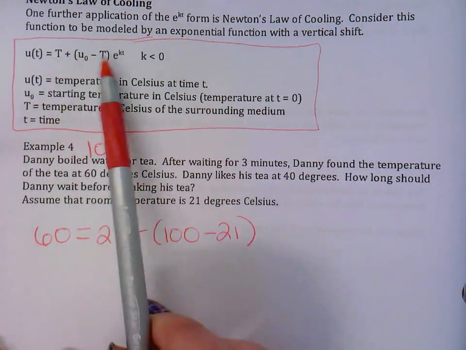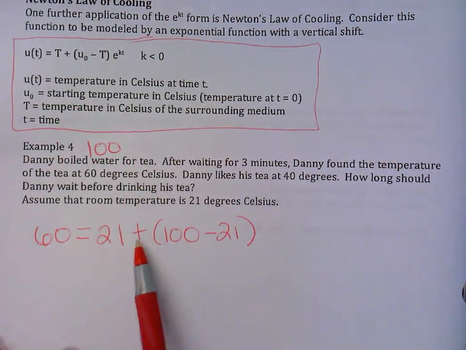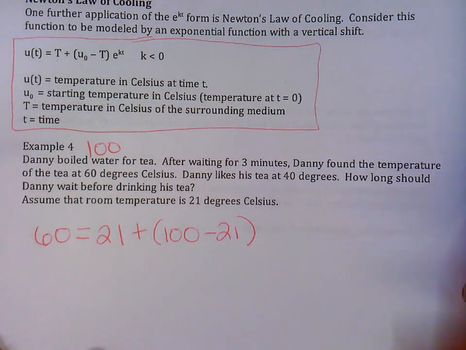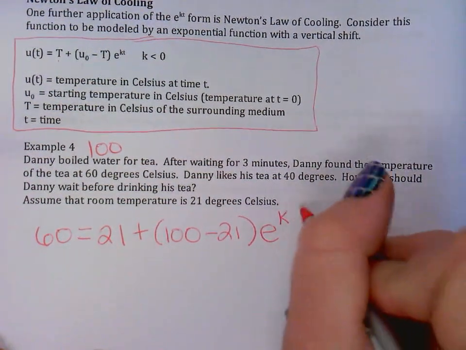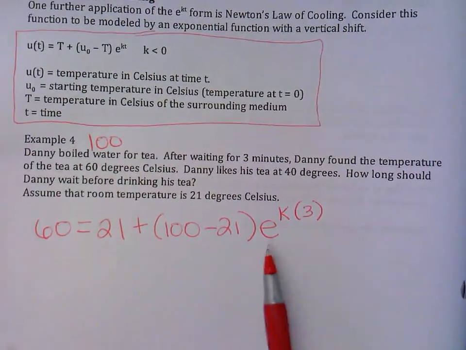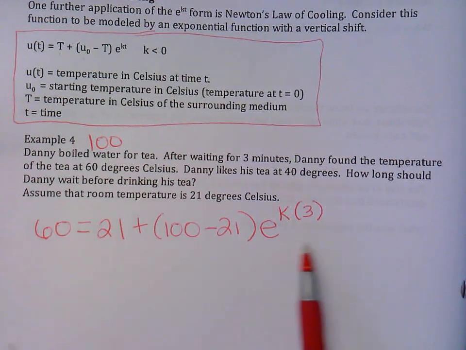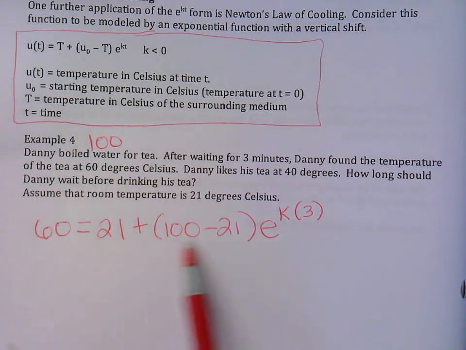So there's two big T's in the equation. So I'm seeing 21 written twice. e to the k times 3 minutes. So the only variable that I don't know is k. So all of this is going to allow me to solve for k. What's the rate of the cooling?